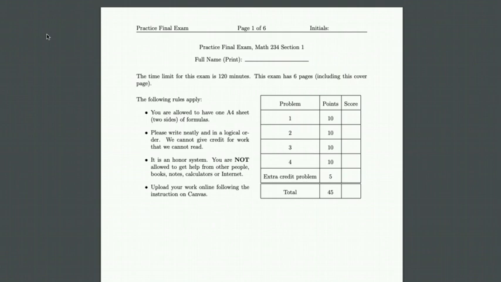Obviously, there's no need for you to read what's on this page. It's just the point allotments, right? Not very interesting. But let's move on and look at the first problem.